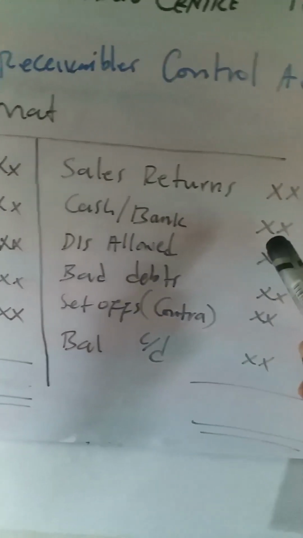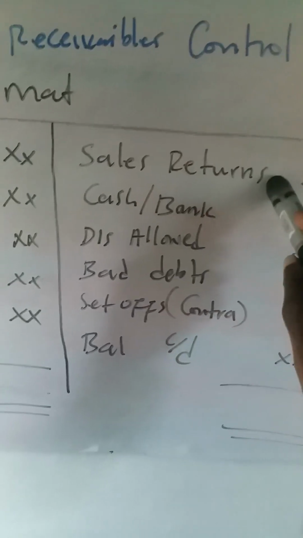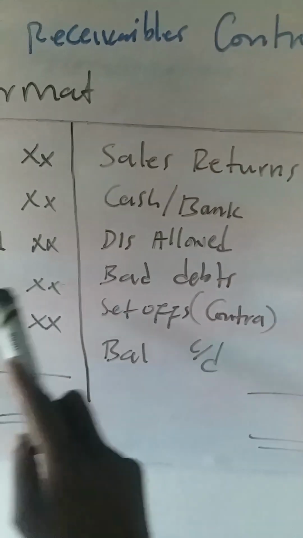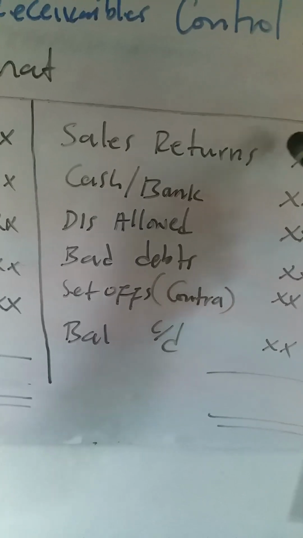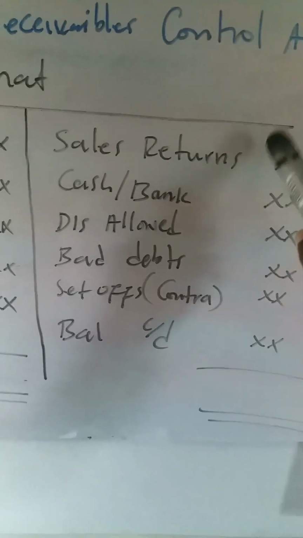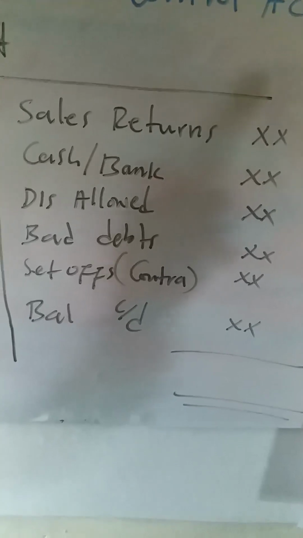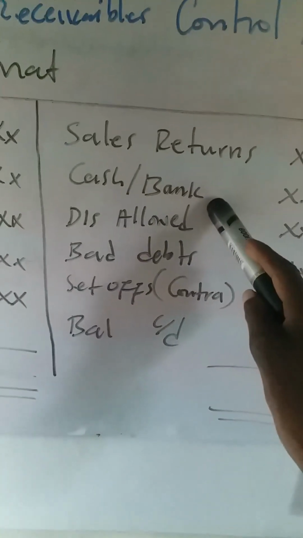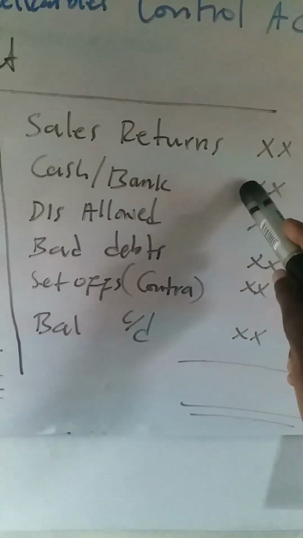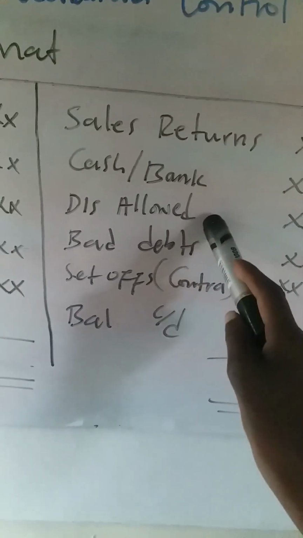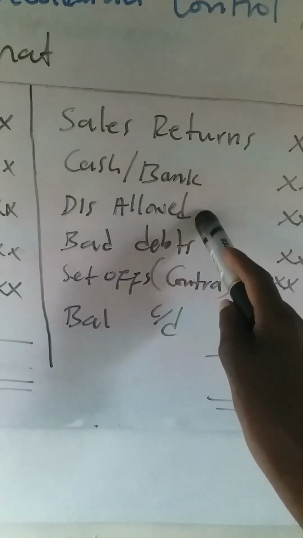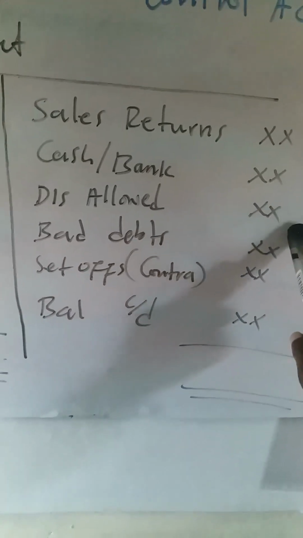And then on the credit, we'll have sales returns, of course reducing the sales that we made. These are goods returned to us, maybe because they are faulty or for any other reasons. Then the cash or bank that they pay us through, we are going to credit. Discount allowed. This is the discount that we give to our customers. We're going to credit that.